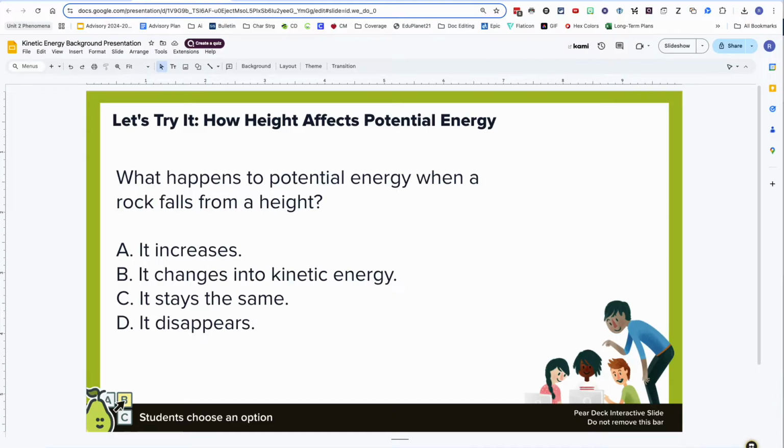Let's try it. How height affects potential energy. What happens to potential energy when a rock falls from a height? A. It increases. B. It changes into kinetic energy. C. It stays the same. D. It disappears.